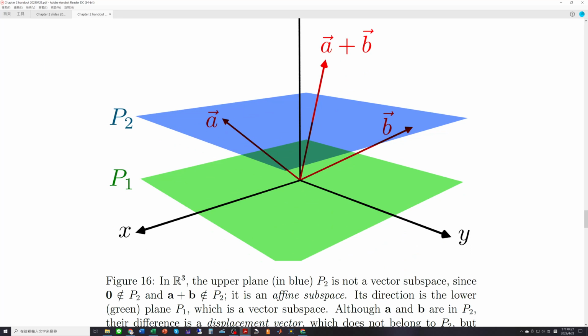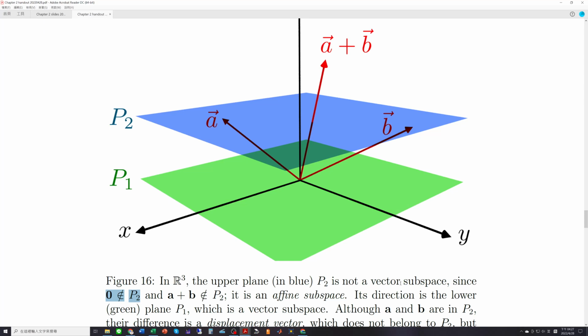What does R to the power of 3 mean? It means the three-dimensional real vector space. The upper plane in blue, P2. Okay, P2 is here. It is this plane. The blue plane is not a vector subspace, since the vector 0 is not in P2. Okay, because the vector 0 is here, it is not in P2.